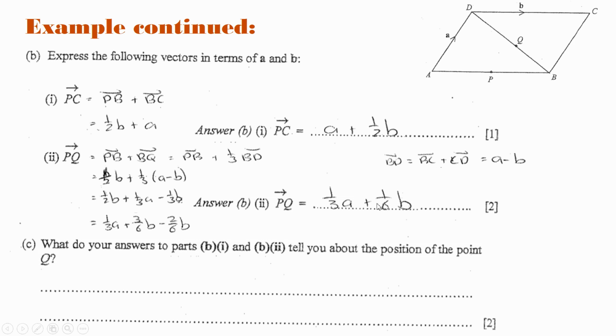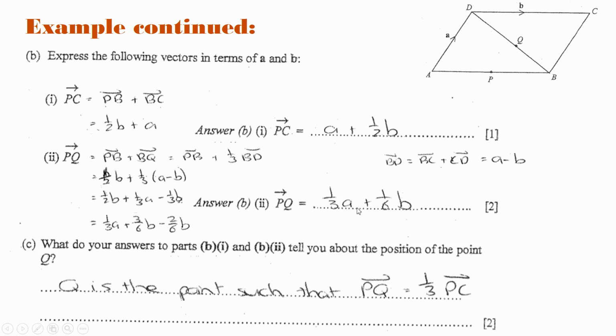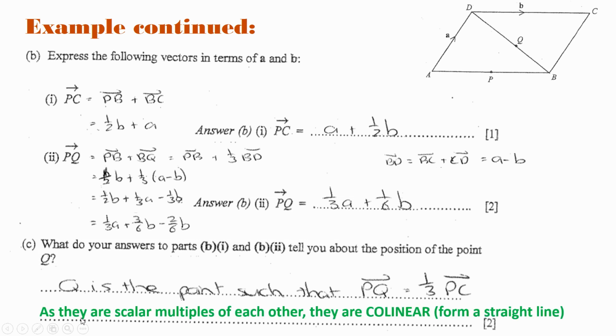So as they are scalar multiples of each other, in this case they're not parallel, because P to Q, P to C, they're actually on the same line. The way it's drawn is not to scale, of course. Q would be more so here. As you go from P to C, you would cut through Q, because they're collinear, they form a straight line. And we know that because they're scalar multiples of each other.